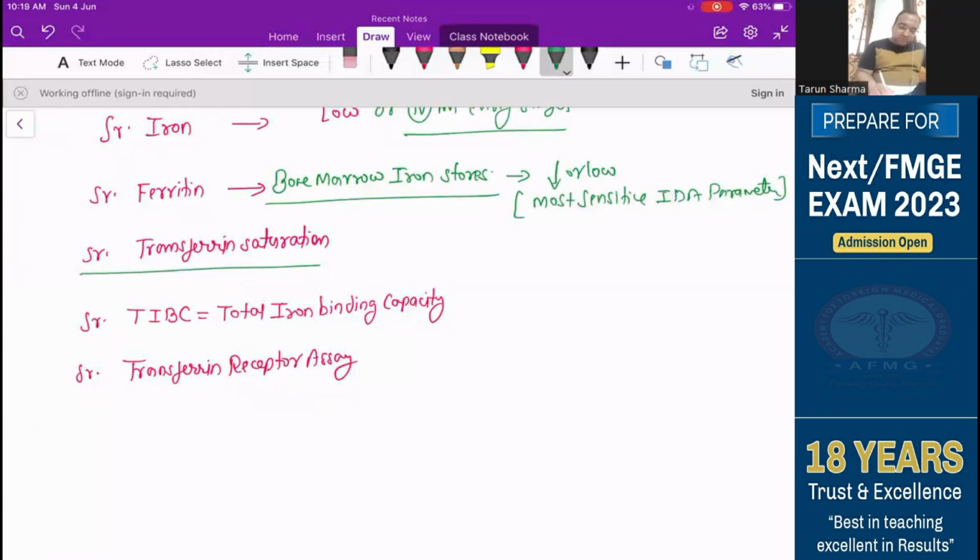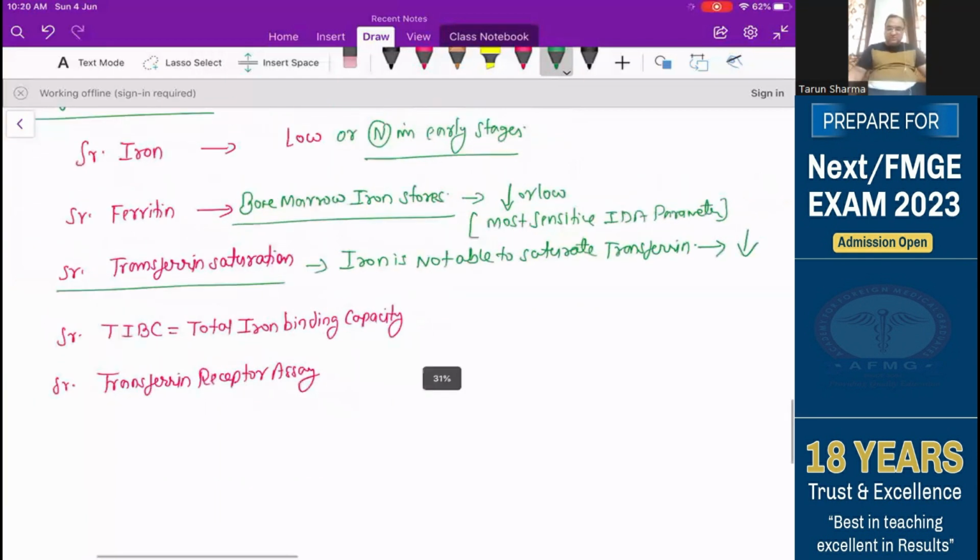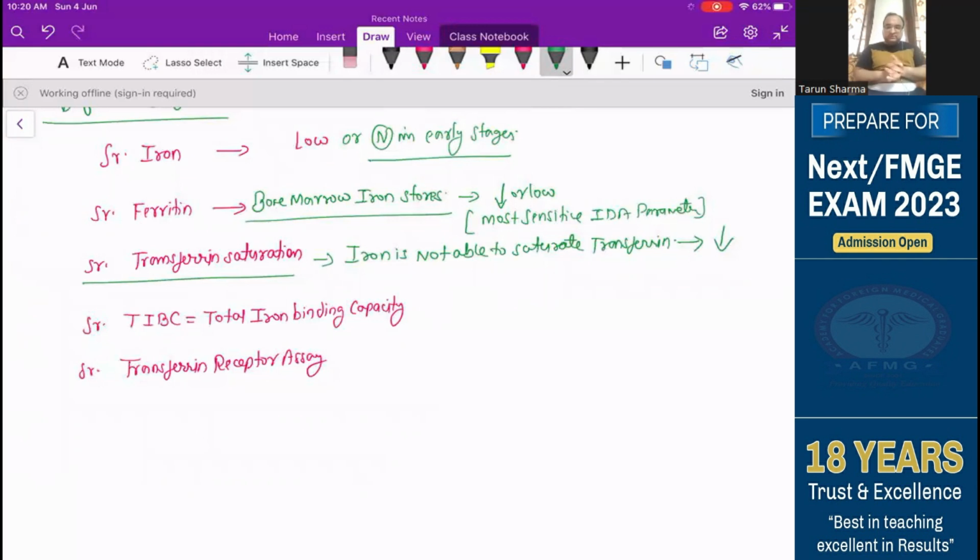Serum transferrin saturation. What does it mean? What is saturation? Who is going to saturate whom? So here remember, the iron is not able to saturate transferrin because iron is not there. Iron is less in amount, so that's why it is not able to saturate the transferrin valencies. So that's why the saturation of transferrin will be low or fall. So this is very important. The transferrin saturation will be low in iron deficiency anemias.